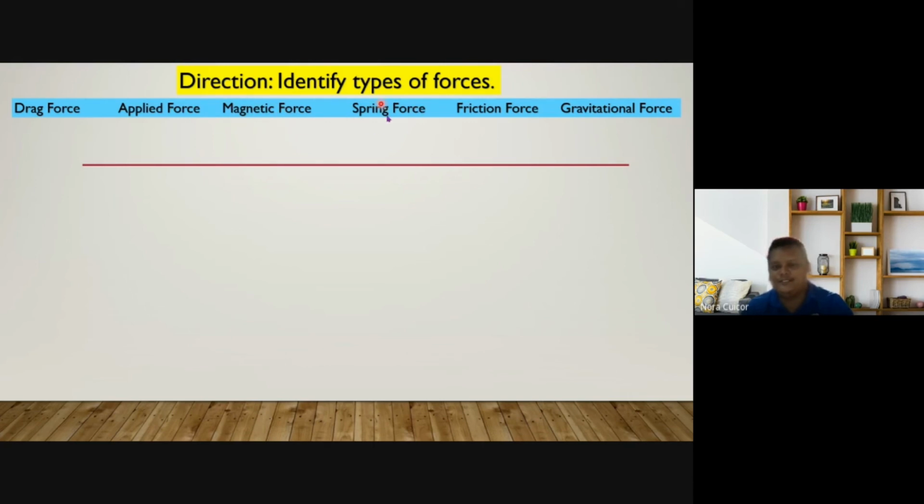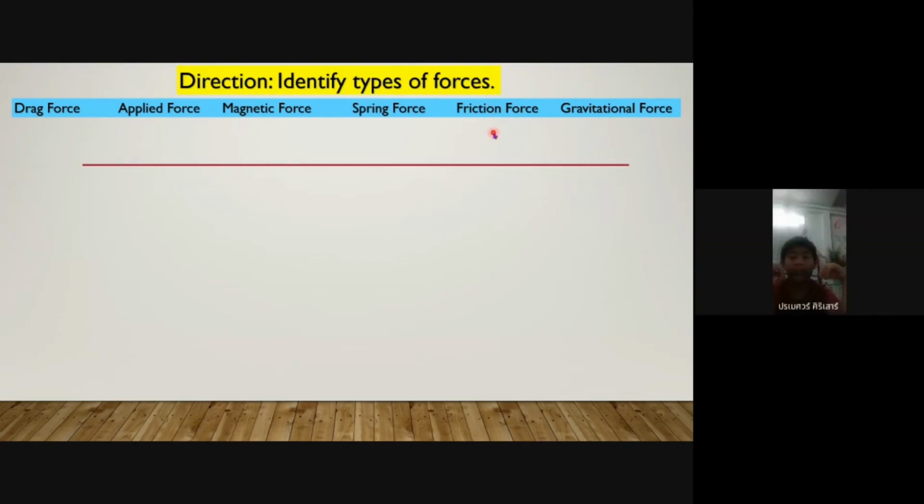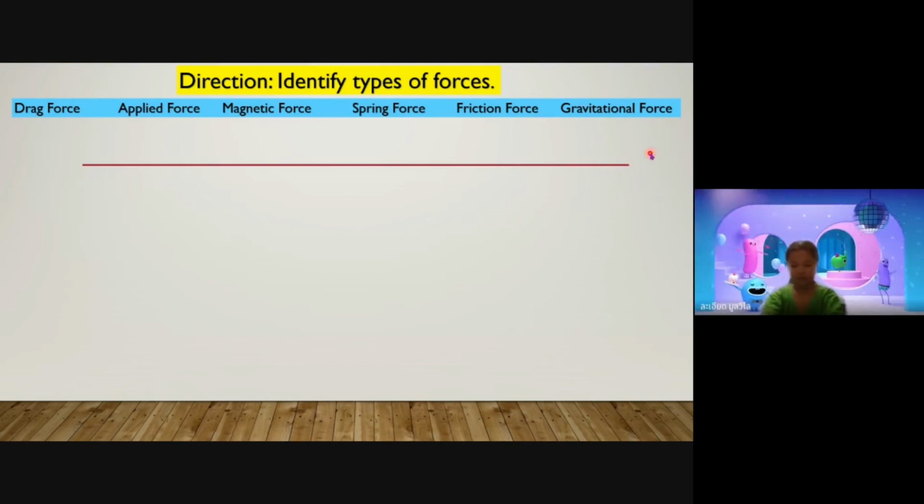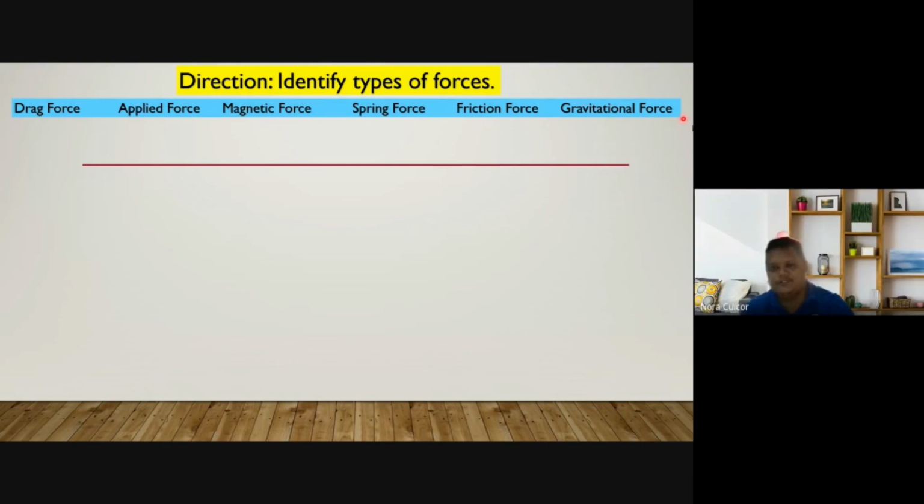Spring force is when there's a bounce, a force when two objects are bouncing each other. Okay, spring force. Friction is when an object connects to the ground and has a friction force. The gravitational force is when an object fell to the ground. Okay, it's a gravitational force. Okay, next one. This one.